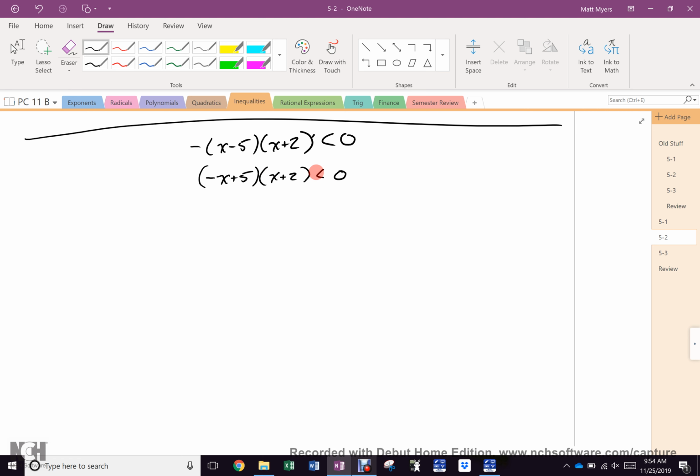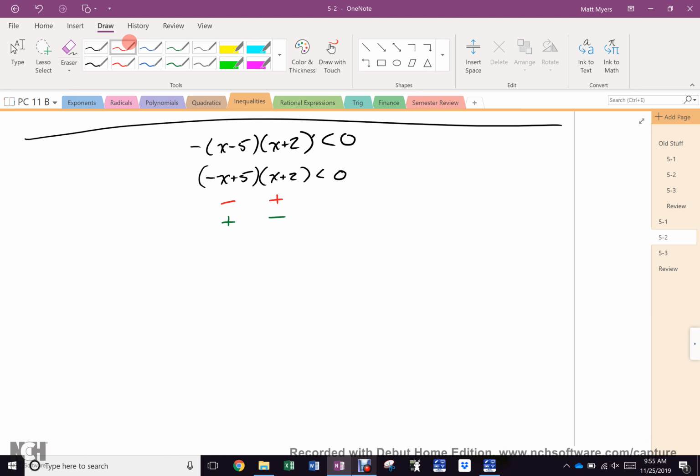Everybody's good? So, for this to be true now, less than 0, this factor would have to be what? Negative. If that factor is negative, then what would this factor have to be? Positive. What is the other option? This factor is, and this factor is. Everybody's cool to there, right?